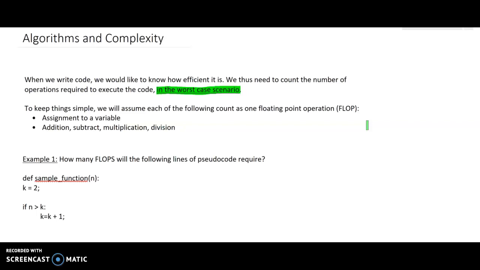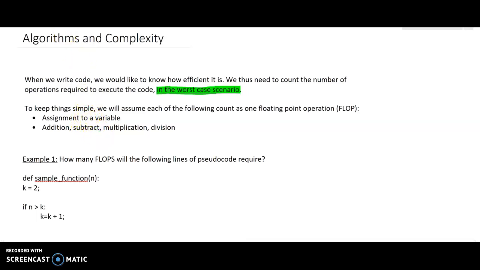To keep things really simple, we're going to only assume that the following count as floating point operations. Each one of these things will count as one floating point operation. We're just going to call this flops. Anytime we make an assignment to a variable, or do any arithmetic, addition, subtraction, multiplication, division, we're limiting ourselves to these things. An assignment to a variable counts as one flop. Anytime something is added, it counts as one flop.